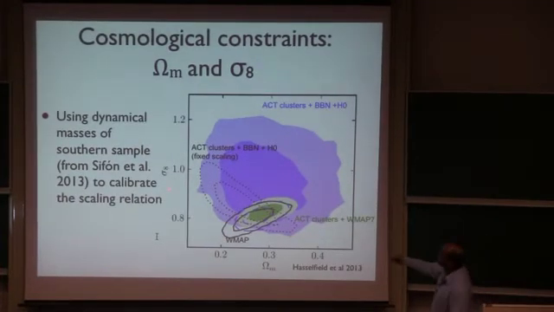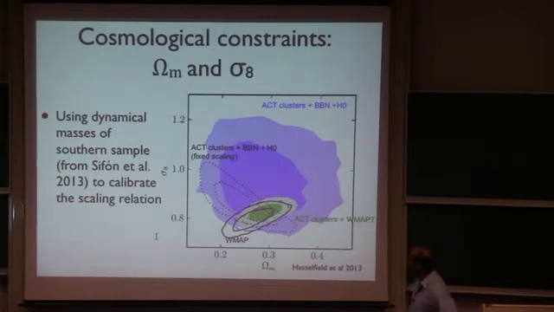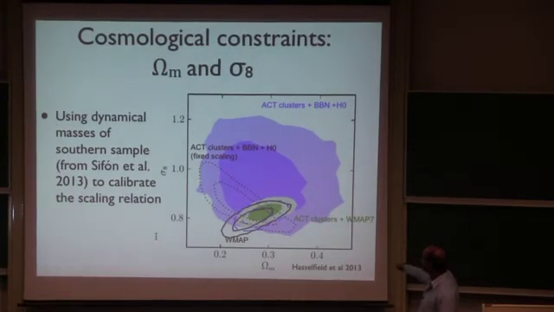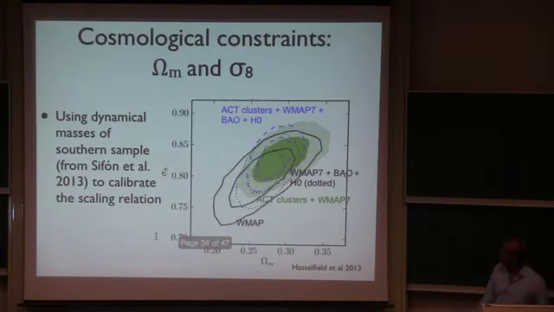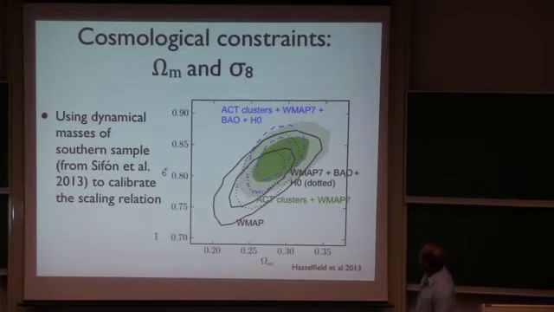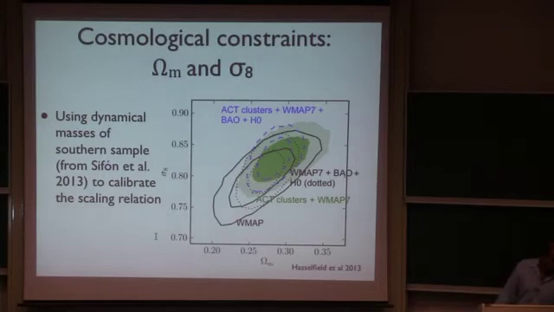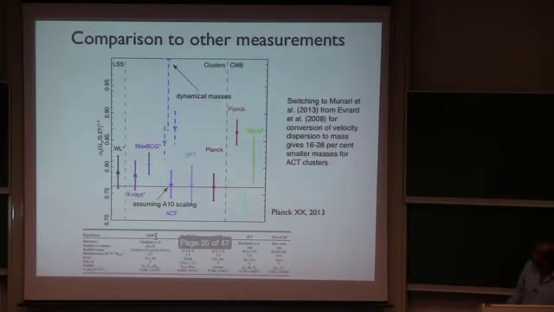This is what you get if you include the dynamical masses that we measure for these clusters and calibrate the scaling relation. So this is the way to go. We need external constraints to calibrate our masses. This region here is what you get, and if you combine with WMAP, you see that the error bar shrinks slightly, but not significantly. So there's more improvement to be made. That's just a zoom in of that region.